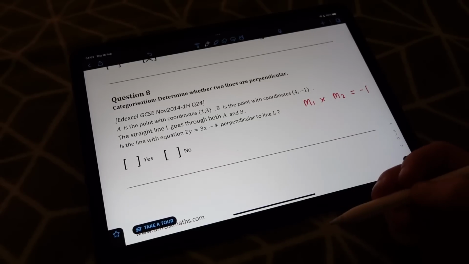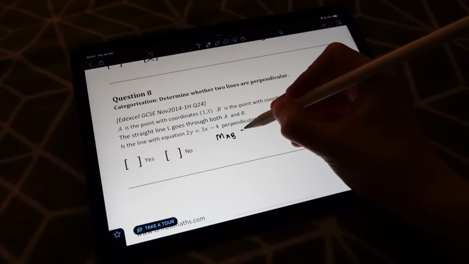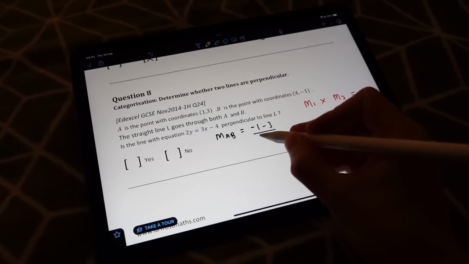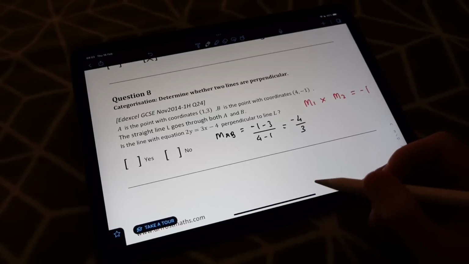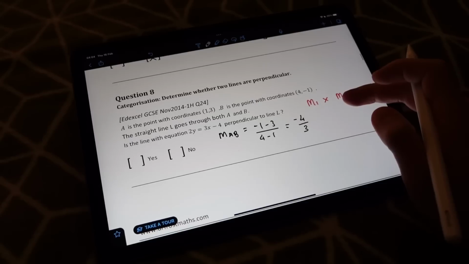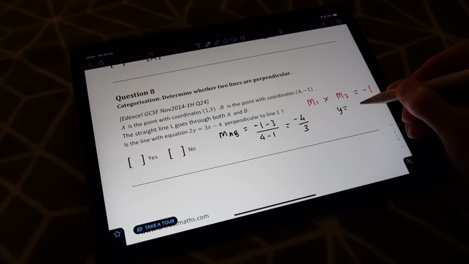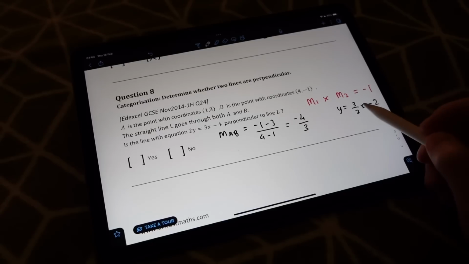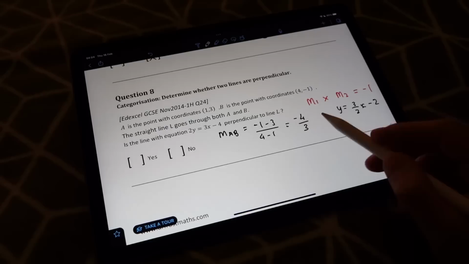So let's work out both gradients. Let's begin with the gradient of AB. We have negative 1 minus 3 divided by 4 minus 1, which is minus 4 over 3. And then the gradient of the second line, well, we want to divide everything by 2 to give us y is equal to 3 over 2x subtract 2. And our gradients are 3 over 2 and negative 4 over 3. Well, let's multiply them. I can already see that they're not.